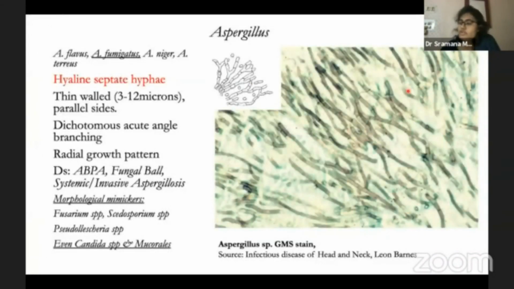Now, we will move on to Aspergillus because this is one of the most common hyaline fungi we see. I've already described them on the pictorial diagram. So, what are the disease entities? Allergic bronchopulmonary aspergillosis, fungal ball, systemic and invasive aspergillosis. Morphological mimickers are all the hyalohyphomycosis, but sometimes Candida and Mucorales can also create confusion.